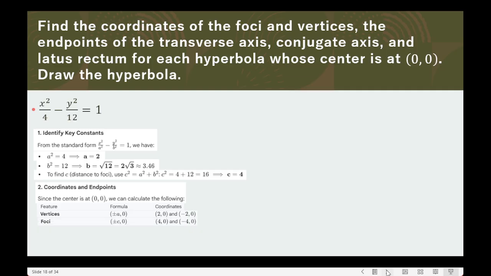For the foci, we have the formula positive or negative c, 0. Those points are 4, 0 and negative 4, 0. The transverse axis endpoints are the same as the vertices, 2, 0 and negative 2, 0. For the conjugate axis endpoints, we have the formula 0, positive or negative b, and those endpoints are 0, 2 square root of 3, and 0, negative 2 square root of 3.